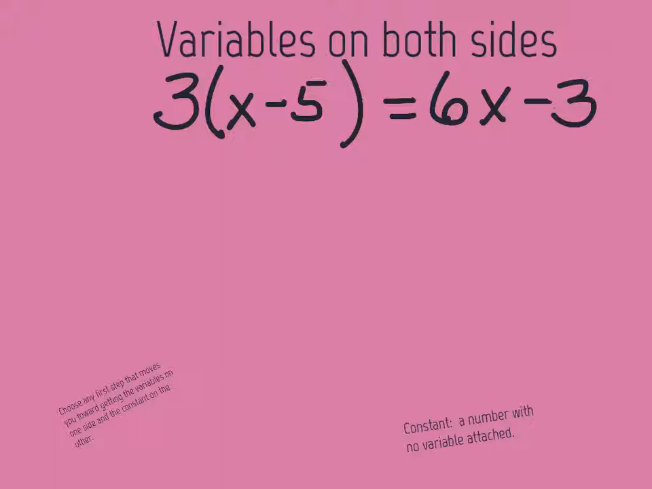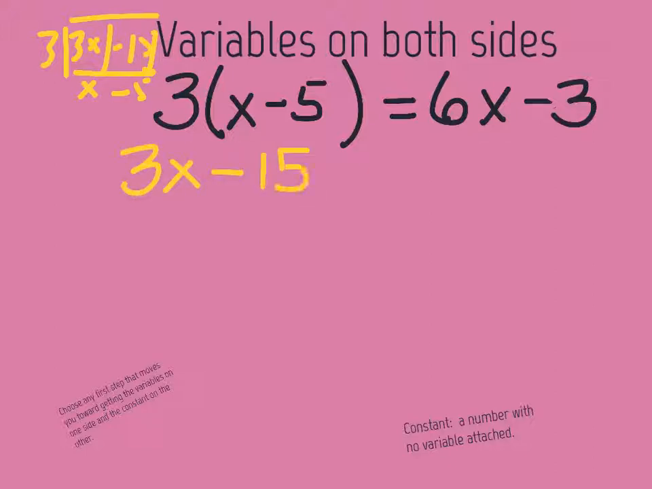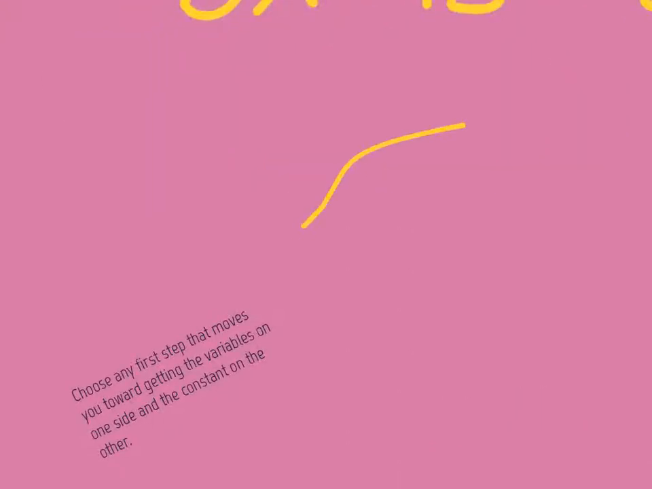Sometimes you're going to have variables on both sides. And in this case, we have something that needs to be simplified first. So let's go ahead and do that distribution once again. 3 times x minus 5, 3x minus 15. So we get 3x minus 15 is equal to 6x minus 3. Here's what you need to understand. You can choose, whoop, that's not going to work.